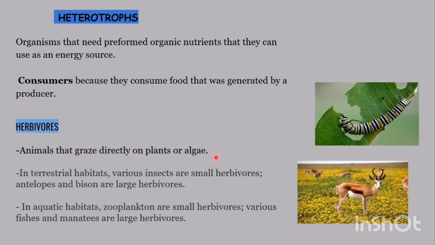So simply put, it is an animal that eats plants. In terrestrial habitats, various insects are small herbivores, while antelopes and bison are examples of large herbivores. Meanwhile, in aquatic habitats, zooplankton are small herbivores, and various fishes and manatees are examples of large herbivores.